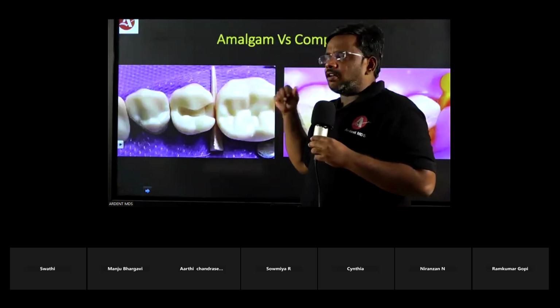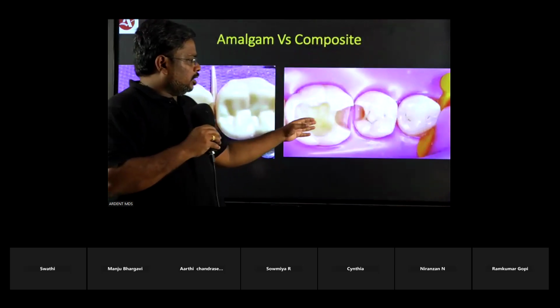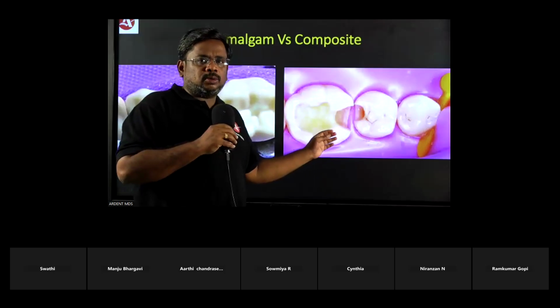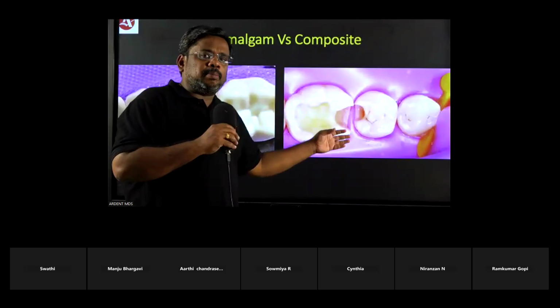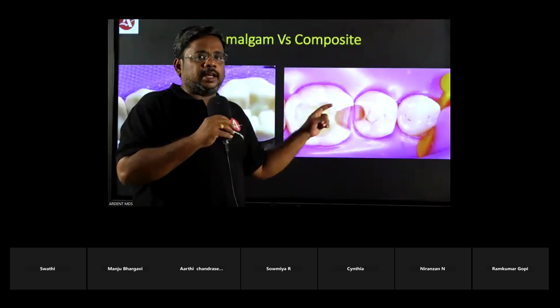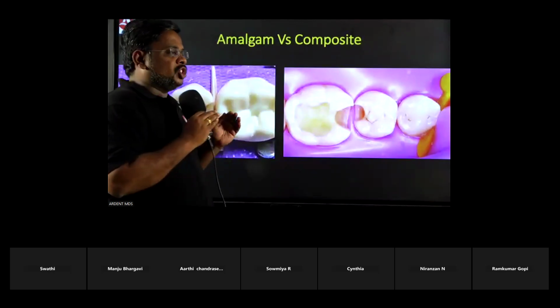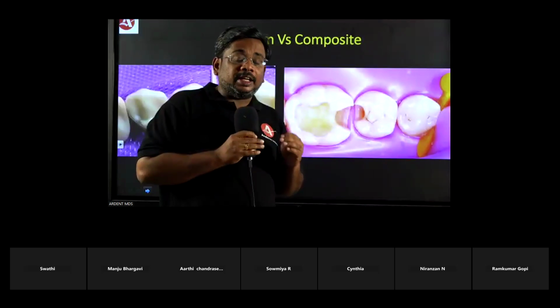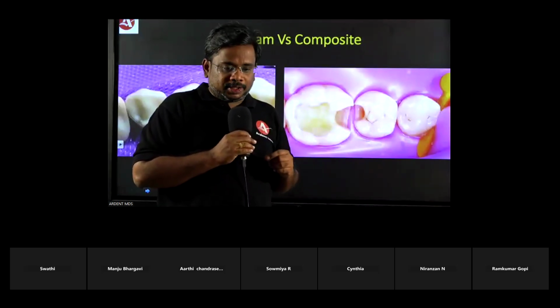But in the case of a composite, the cavity will be like this. You need not give the gingival seat, and the cavity is not like an amalgam preparation. Just removal of the caries is more than enough in a composite preparation. So you won't give much concentration to retentive features for composite when you do the cavity preparation.